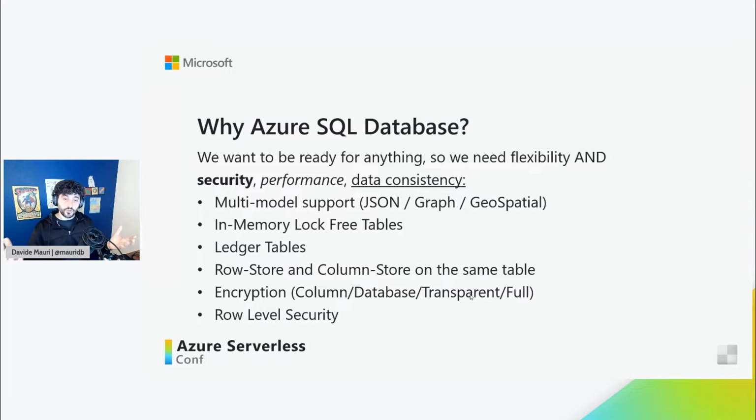I don't know where this application will be in 5 years, so I want to be able to be super flexible. So I need to be flexible, but I only need to be secure and performant and make sure that our data is consistent. So I want to be flexible in the sense that I want to be able to support any kind of model I may want to use in future, so JSON, so the documents, graph, and geospatial. Maybe I need to have super high concurrency, so Azure SQL provides in-memory lock-free tables, which are tables that do not take any lock to implement the consistency of transactions, so you can really have thousands and hundreds of thousands, even million transactions per second on those tables.